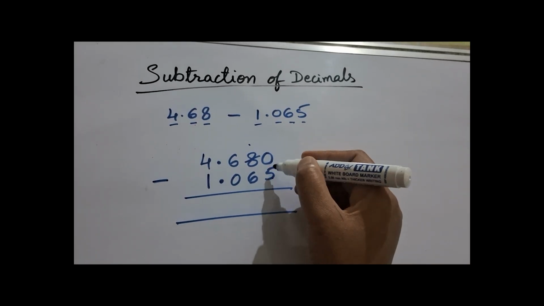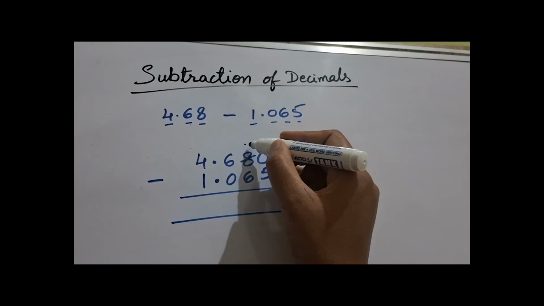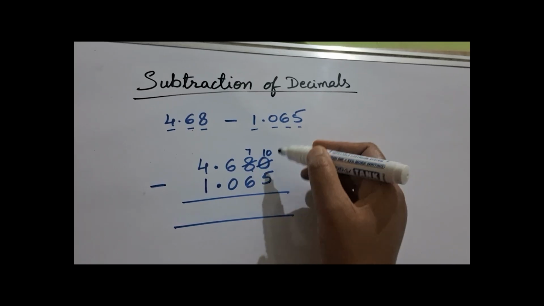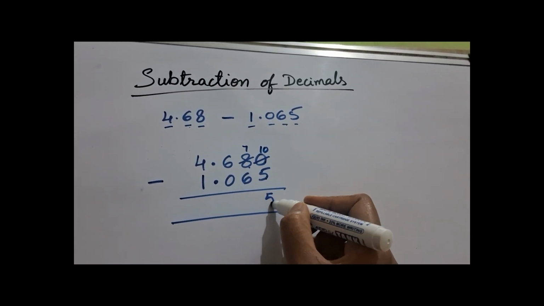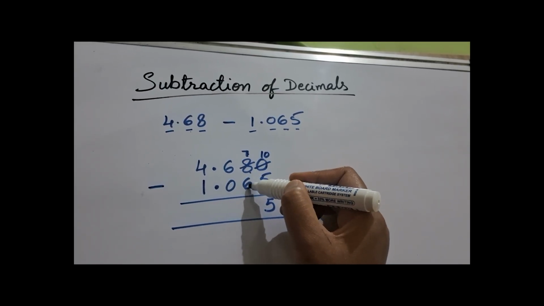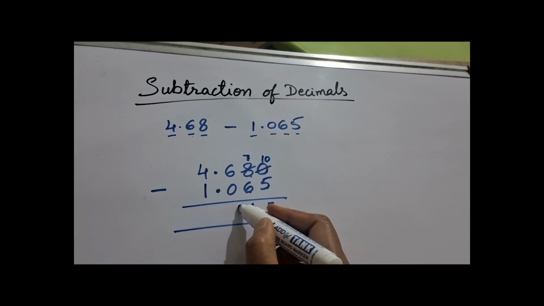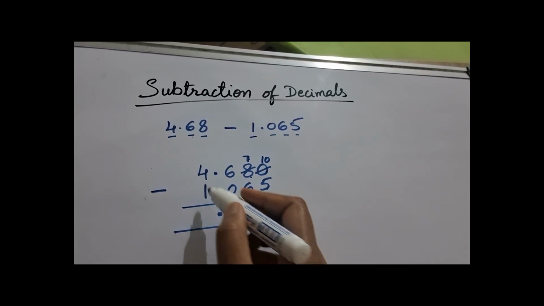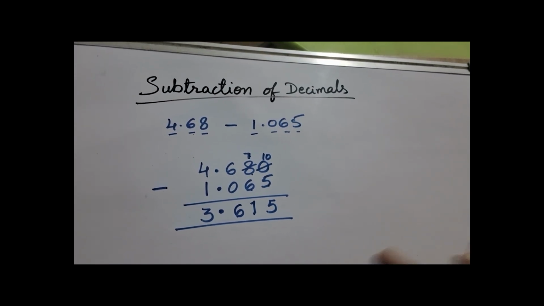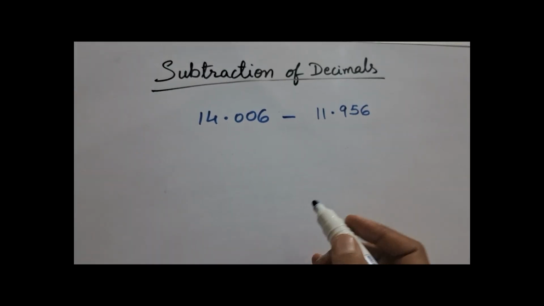Here 0 minus 5 is not possible, so that is why it takes a carry. This becomes 7 and this digit becomes 10. 10 minus 5 is 5. Next, here left over 7. 7 minus 6, that is 1. And 6 minus 0, that is 6. Decimal point. 4 minus 1, 3. In this way, we need to do subtraction of decimals, children. Now, let's do one more problem, children.